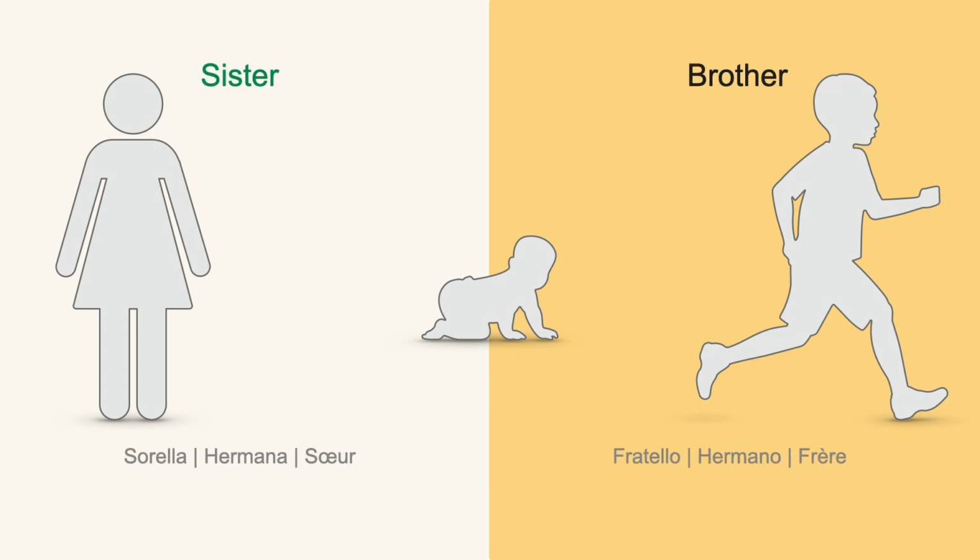If your mother or father has another child and it's a girl, she is your sister. Sister. If your mother or father has another child and the child is a boy, he is your brother. Brother.